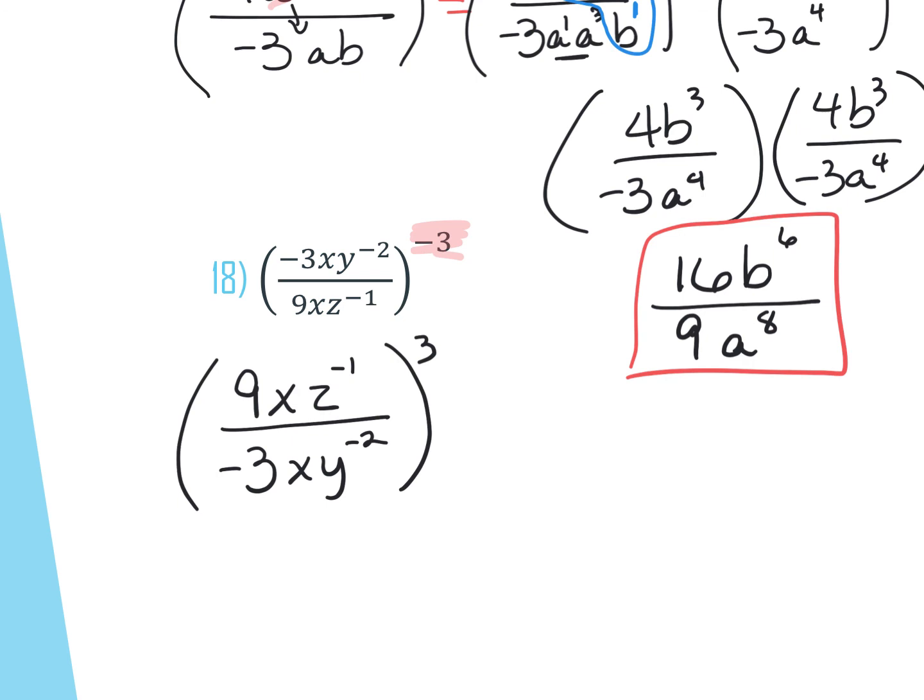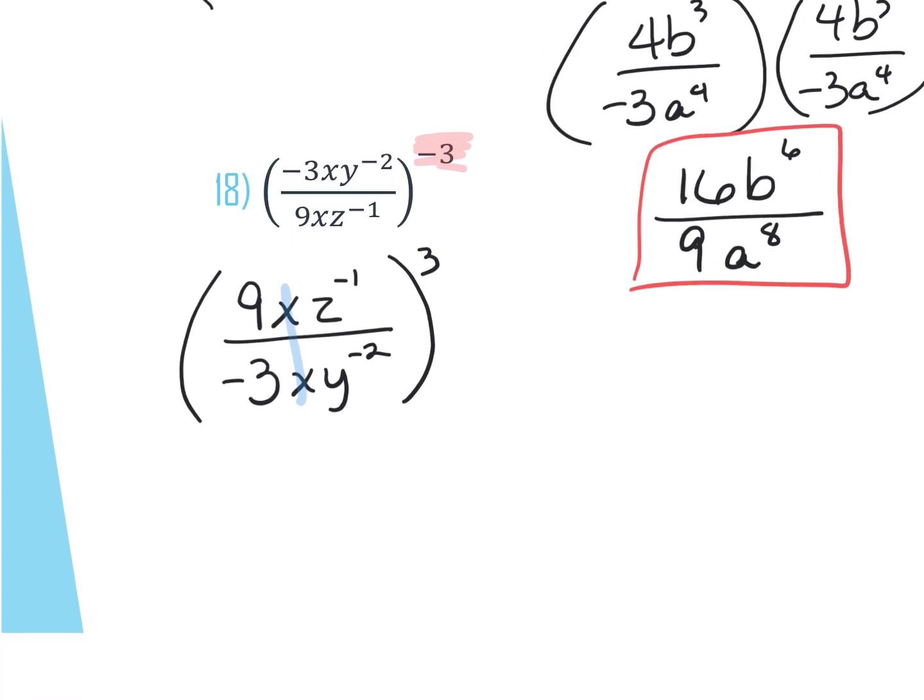Now again, I can simplify within the parentheses. Notice here, x divided by x is going to give me a 1. So this is gone. Then for the y's, there's no y in the numerator and there's no z in the denominator. So all I'm going to do is, for that, I'm going to switch their spots. So because z is negative in the numerator, it's going to move to the denominator. And the y is negative in the bottom, so it's going to go to the top.